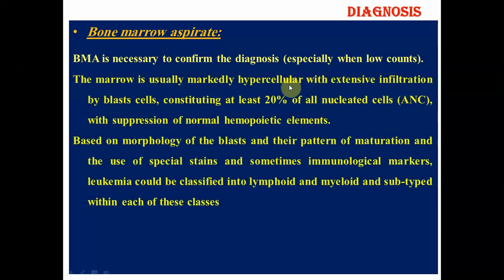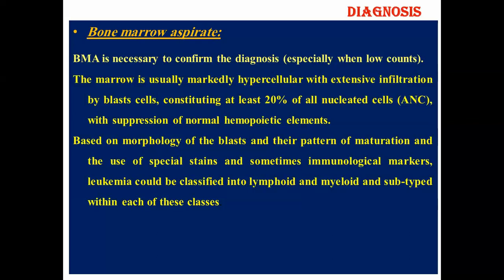مثل ما قلنا قبل شوية إنه ممكن هو ليكوبينيا وموجودة بلاست بالبيرفرال بلاد بس البلاست ما حققت لي 20%. How can I confirm that it is leukemia? I have to see a number of blasts of 20% or more to say that it is leukemia. So I have to go to the bone marrow aspirate and check the number of blasts. When I go to the bone marrow and calculate the blasts and find them 20% or more, then definitely it is acute leukemia.